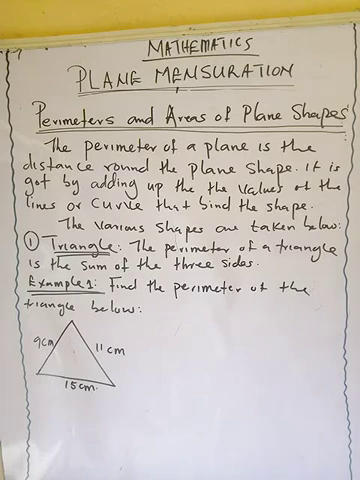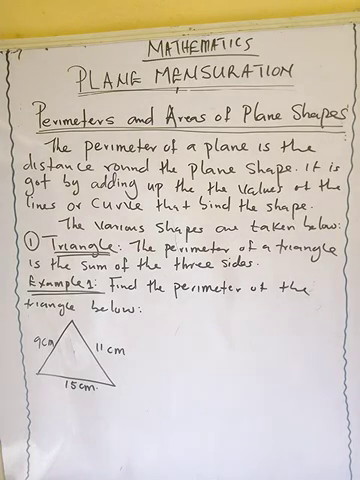And in this topic, what we are going to do is to calculate the perimeter and the areas of shapes. When we say plane geometry, we are talking about triangle, rectangle, square, kite, rhombus, etc. Those are the plane geometry. But here we are going to learn how to calculate perimeters and area of plane shapes.